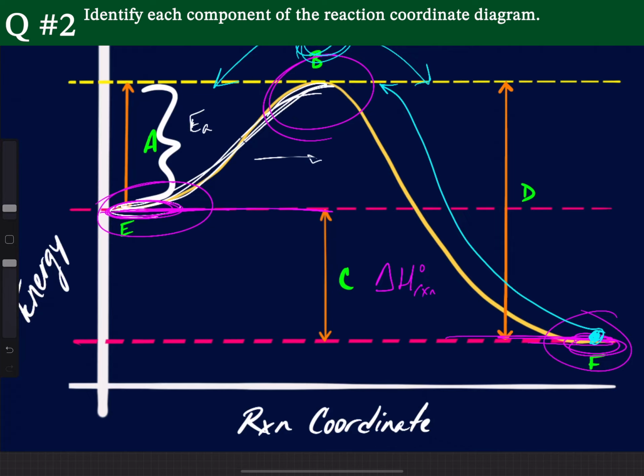Energy must be input into the system to reach our transition state. The energy required to reach the transition state, that's what activation energy is. So this would be the activation energy, similar to letter A, but it is in the reverse direction rather than the forward direction. Letter E, that's of course the reactants. Letter F, that is the products. All right.